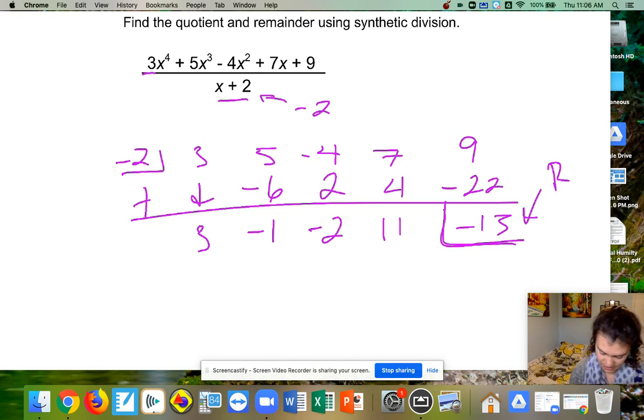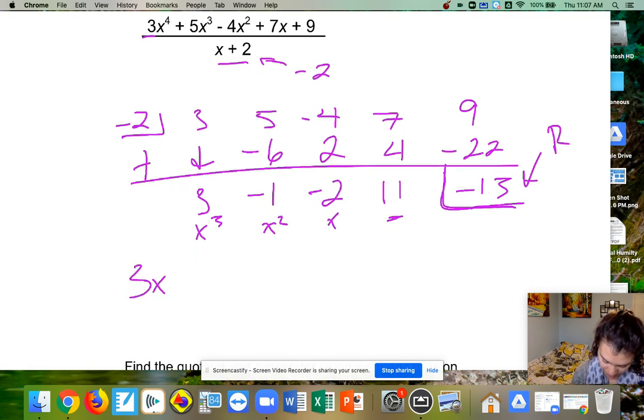So if we write this out, this is your constant term, this is your x squared, your x to the third term. So we get 3x to the third.